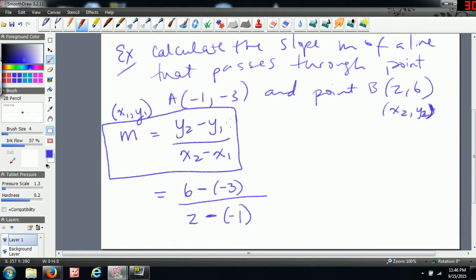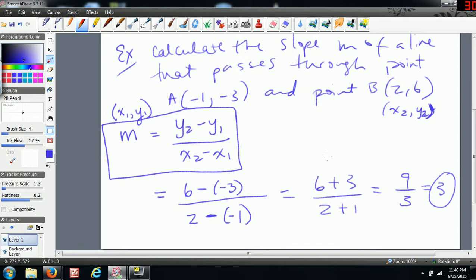So if this was a positive, this would have just been 6 minus 3, and if this was positive, it would have been 2 minus 1. But because they're negatives, we have this. So then we just do 6, this becomes plus 3, and this becomes 2 plus 1. So that becomes 9 over 3, and then finally we get our answer. So that would be the slope of the line that passes through these points.